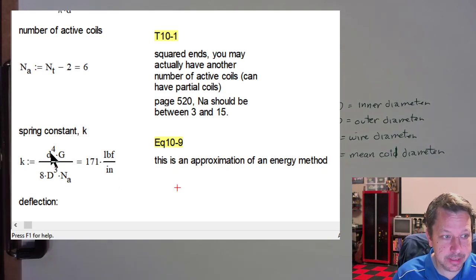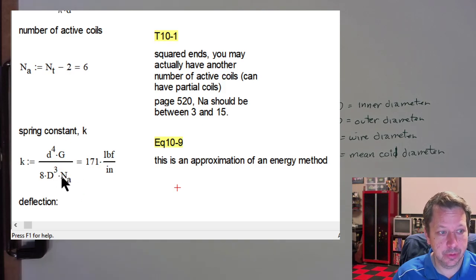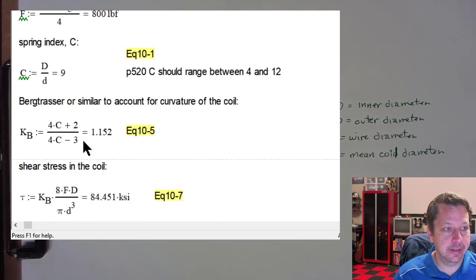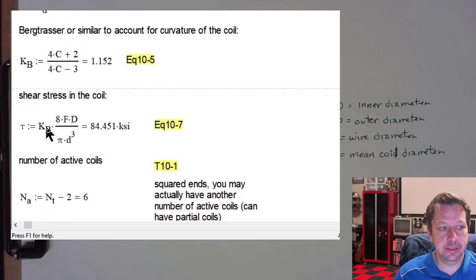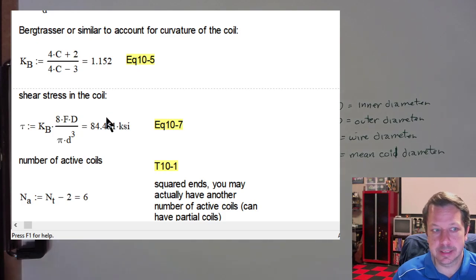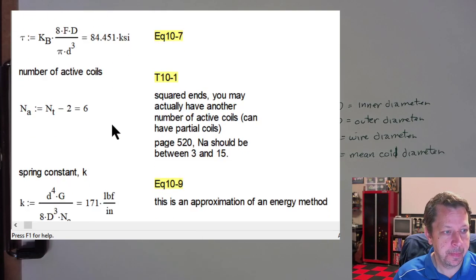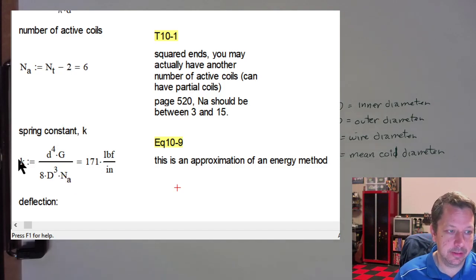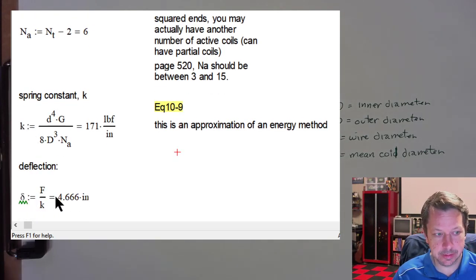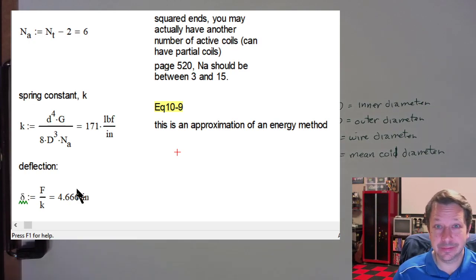It's just your wire diameter, your modulus of rigidity, which we had to go find from the material that the spring's made of, our mean coil diameter, and the active coils. So you can start to see that there is a progression of things you have to know. We have to find the spring index, then Bergstrasser, then the stress. I guess you don't have to calculate the stress, but you do want to make sure that you're not exceeding some shear strength. You need the active coils to calculate the spring constant. You need the spring constant to calculate deflection, and so forth. So there are a lot of dependencies here.